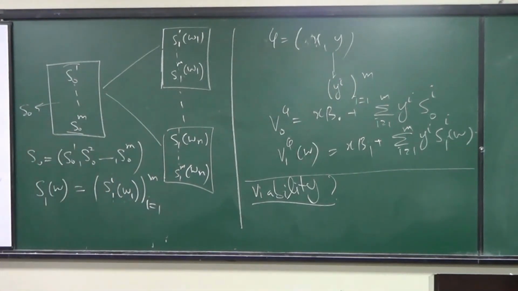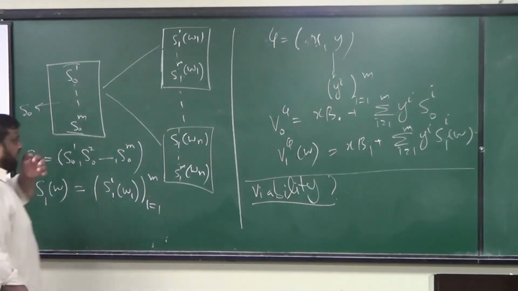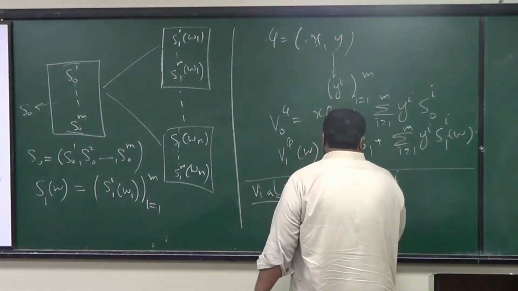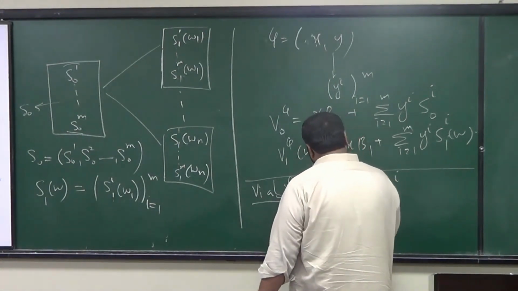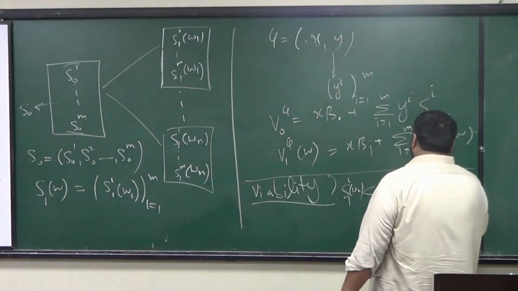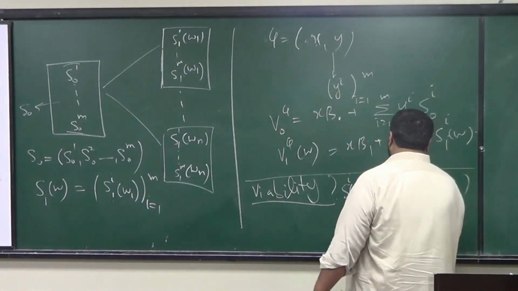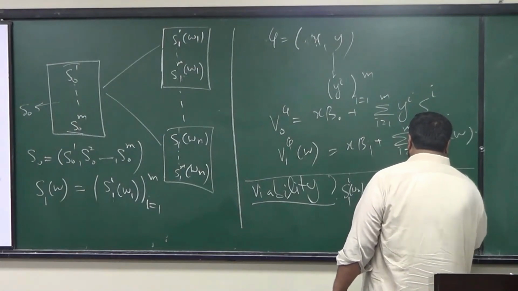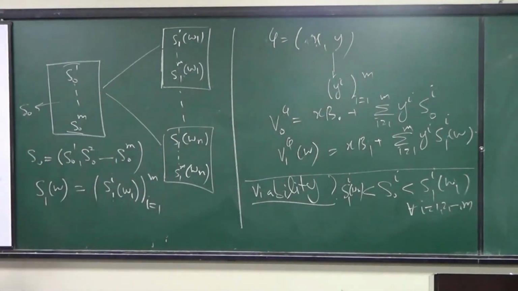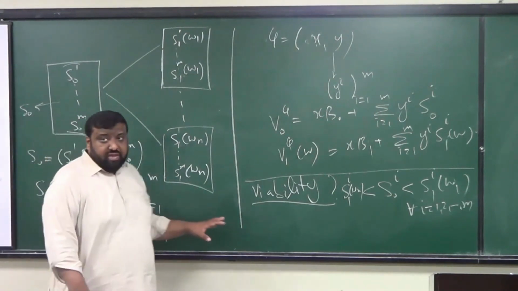This condition should be satisfied for all of the m stocks. So one quicker way is: if S0 i is sitting between S1 i of omega n and S1 i of omega 1, for all i equal to 1 to m, then the model is viable.